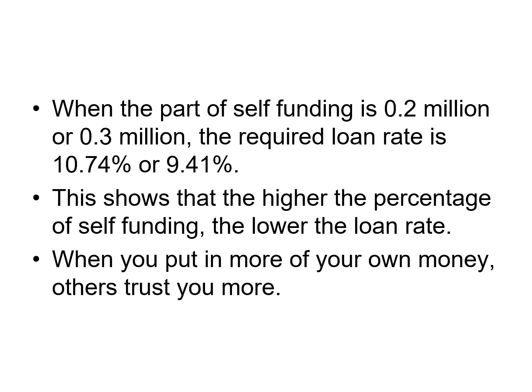When the part of self-funding is 0.2 million or 0.3 million, we can do the same calculation again to find the required loan rates are 10.74% and 9.41%. This shows that the higher the percentage of self-funding, the lower the loan rate. When you put in more of your own money, others trust you more.